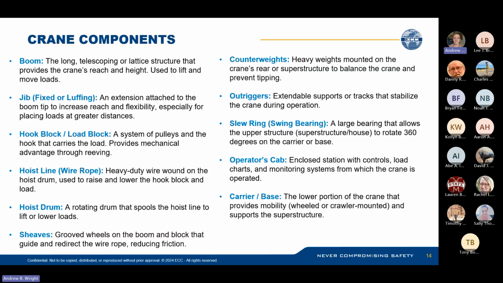The operator cab is the enclosed station with controls, load charts, and monitoring system from which the crane is operated. The carrier or base is the lower portion of the crane that provides mobility, wheel or crawler mounted, and supports the superstructure.